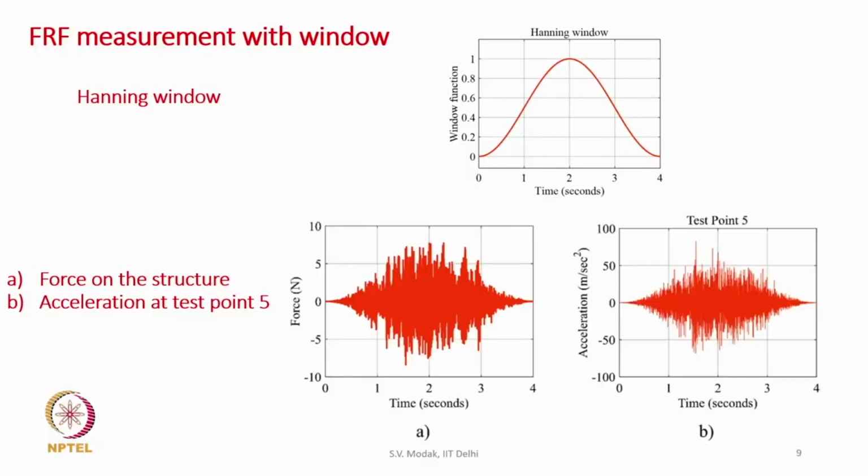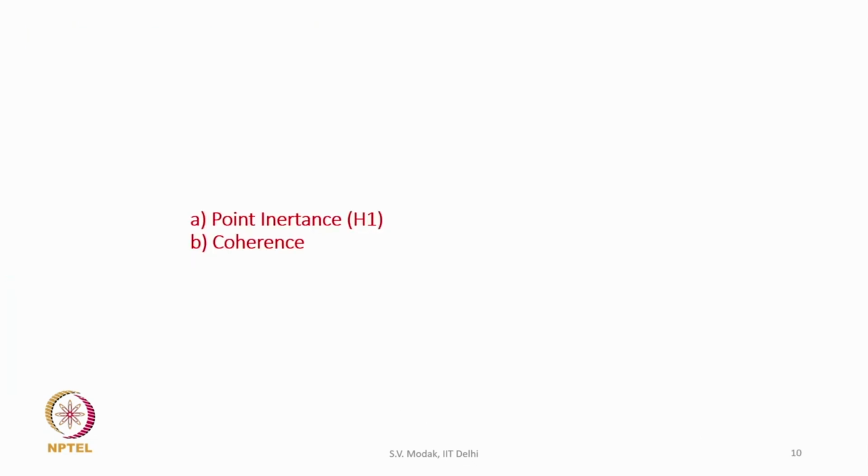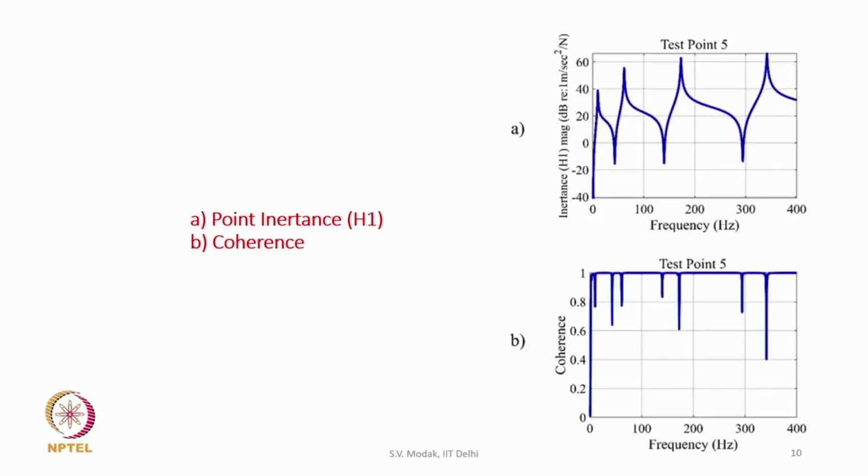Let us look again at the force and acceleration after the Hanning window is applied. These are the force and acceleration time histories after the window function has been applied, and we see that the Hanning window has forced the force and acceleration signals to take 0 value at the beginning and at the end of the record length. Let us now look at the point inertance and coherence after the window has been applied and at the end of spectrum averaging. You can see these are the results. Now we see that the coherence is much better, except at resonance and anti-resonance frequencies.